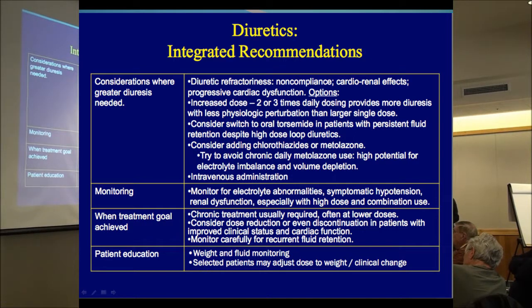If, despite increasing the dose and dividing the dose of loop diuretic, it doesn't work, you may want to choose torsemide, which is a little bit more potent loop diuretic. And if that doesn't work, think about thiazides or thiazide-like diuretics like chlorothiazide or metolazone, but try to avoid using them as a long-term treatment, but rather short-term for the acute setting.